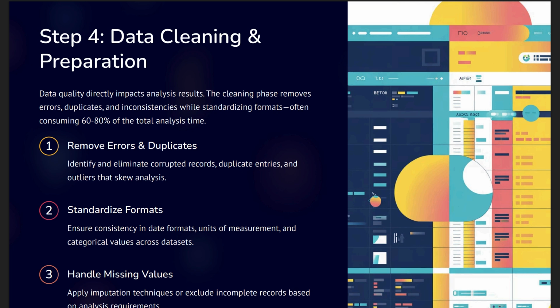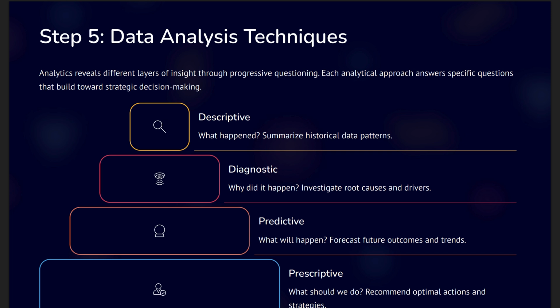Data cleaning involves removing errors and duplicates to eliminate corrupted or repeated entries, standardizing formats, making sure units, dates, and text formats are consistent, handling missing values, using imputation or removing incomplete rows, using ETL pipelines. ETL stands for extract, transform, and load. These pipelines automate the cleaning and transformation process using tools like Python and R.